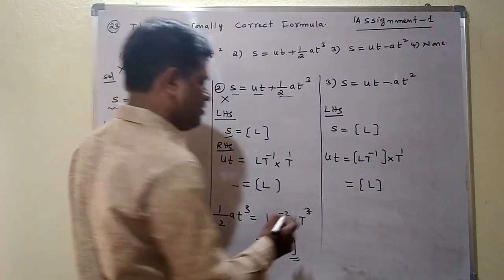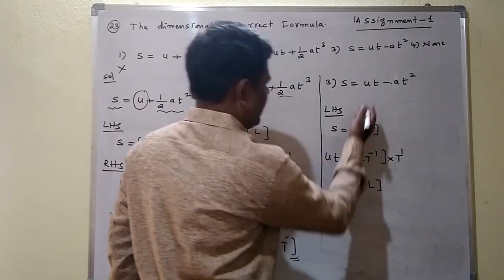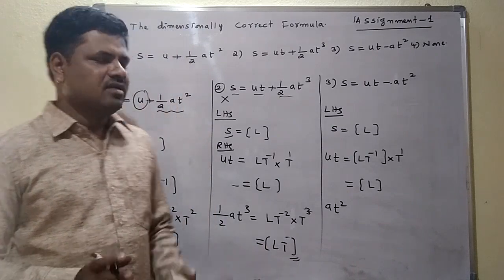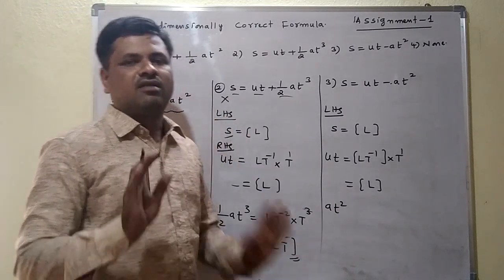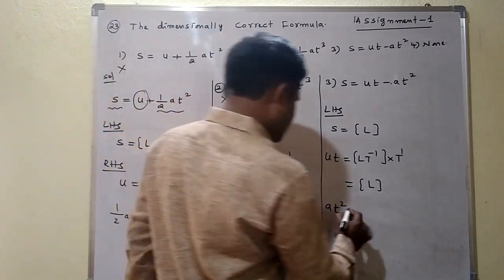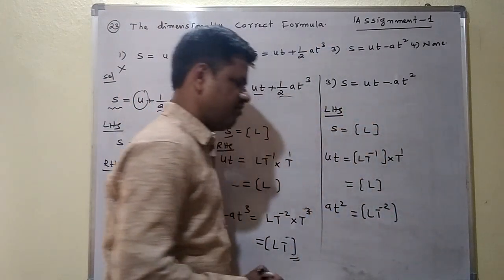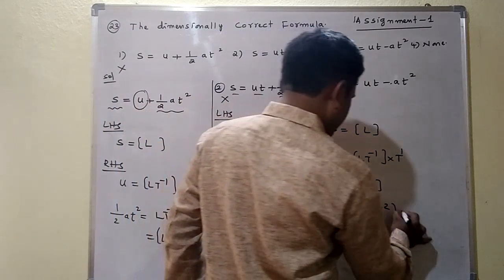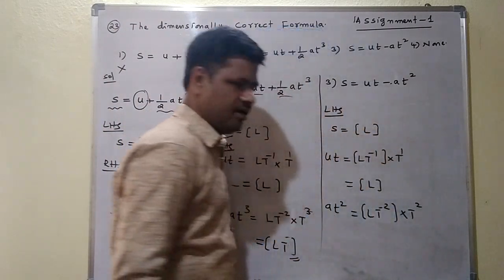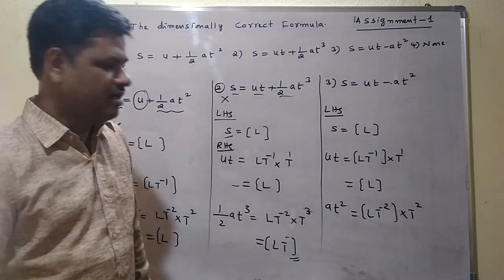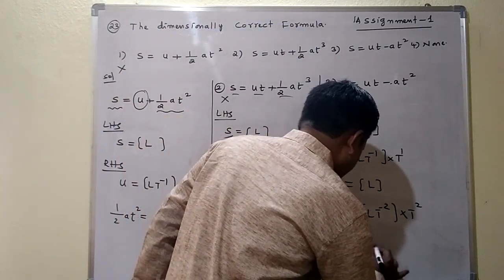Next, at square, the third one. Here minus, we leave it. Whether it is plus or minus, we just have to take the physical quantities. At square means L T power of minus 2, the acceleration dimensional formula. Time dimensional formula is T, and here the square is there, T square. So what we are getting? Minus 2 plus 2 means T power of 0, and T power of 0 means 1. So the dimensional formula we get is L.